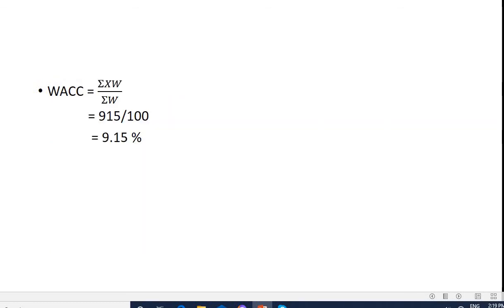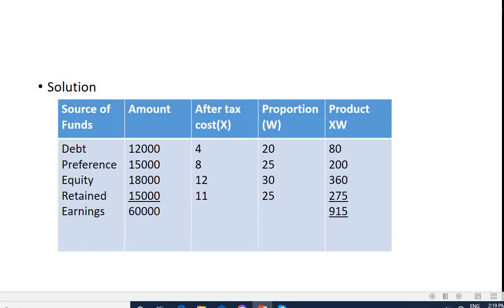The last step is to calculate the WACC, the weighted average cost of capital: summation XW divided by summation W. That is 950 divided by 100, which is 9.5%. We have seen the various costs like 4%, 8%, 12%, 11%. On average, the cost of capital is 9.5%, and this cost is used to evaluate the various projects, and then choose the project which maximizes the value, which gives more return than this cost of capital.